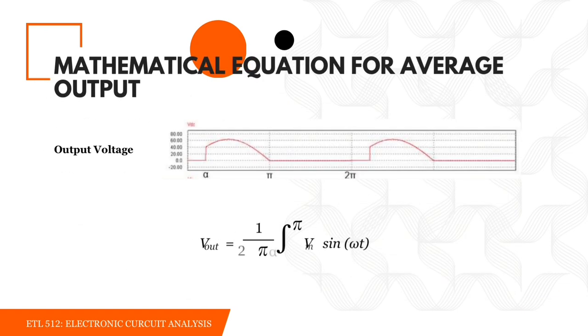Finally, to calculate the average output voltage, we use this equation. Here, V sub m is the peak input voltage, and alpha is the firing angle, the point in the cycle when the SCR is triggered. The integral from alpha to pi represents conduction over the remainder of the positive half cycle.